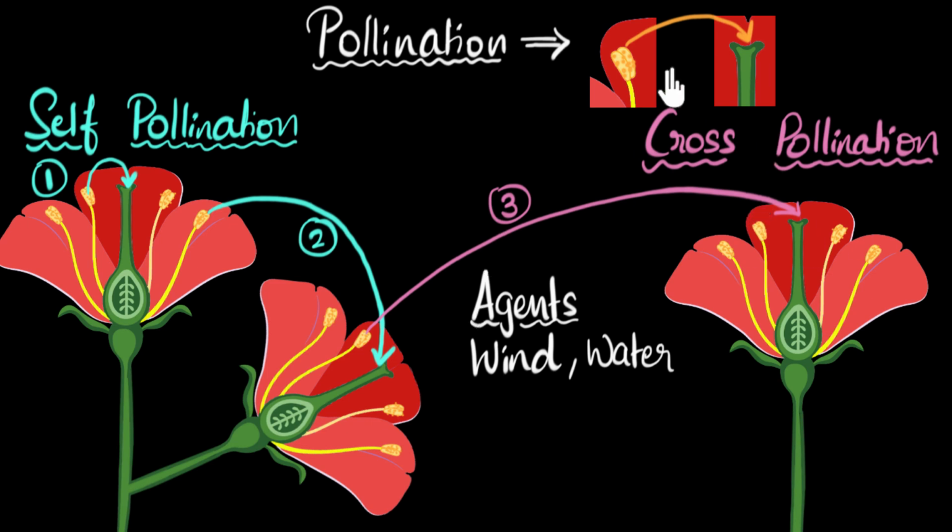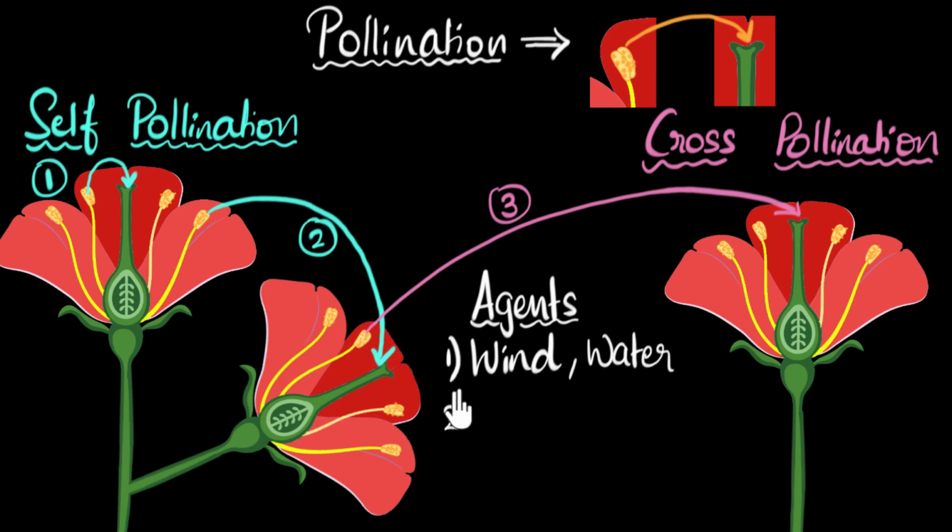But what about cross-pollination? Now you see, for cross-pollination to happen, the pollen grains need to get transferred from one plant or from one tree to another. Now, if these trees are very far apart, then the chances of cross-pollination reduces, right? So how do we effectively increase the chances of cross-pollination?